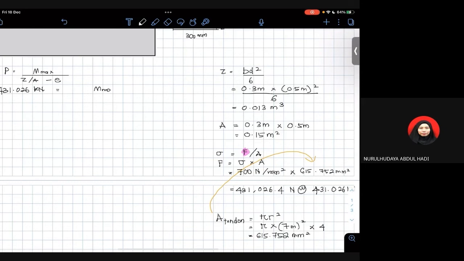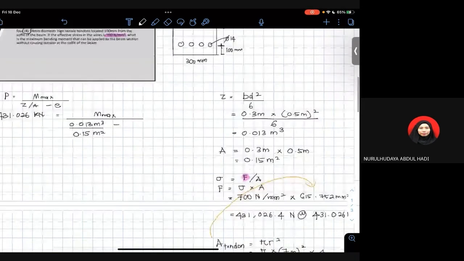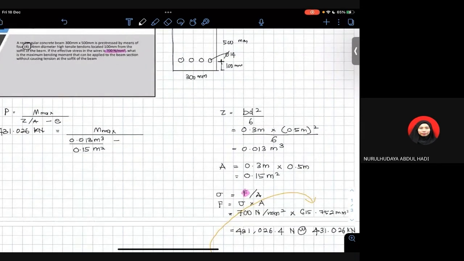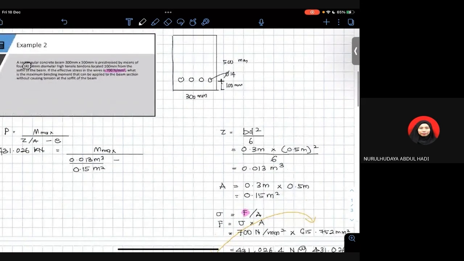Kilonewton. Kita cari Mx. Z is 0.13 meter cube. And the eccentricity here, dia kata 100 mm from the soffit of the beam. So eccentricity bukan 100. Centroid dia kat sini. Centroid of the beam. Since the height of this beam is 500, so kalau you kira dia punya centroid daripada bawah dia adalah 250.